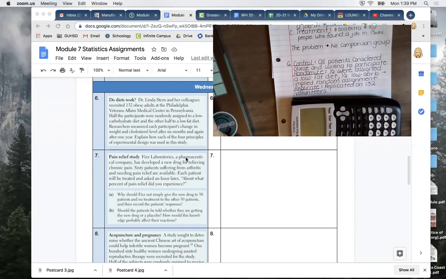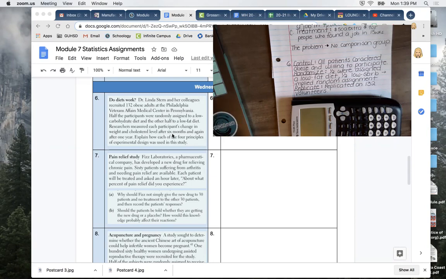Okay, so now we're going to do number 6 through 10. On this example, it talks about do diets work? And I'm just going to summarize it. But there are 132 participants in this study, and they're randomly assigned to a low carb diet, and the other half are low fat diet. Researchers measure each participant's change in weight and cholesterol level after 6 months and again after 1 year.